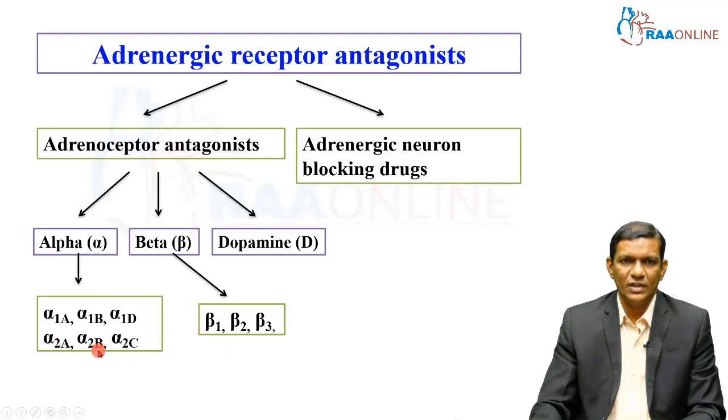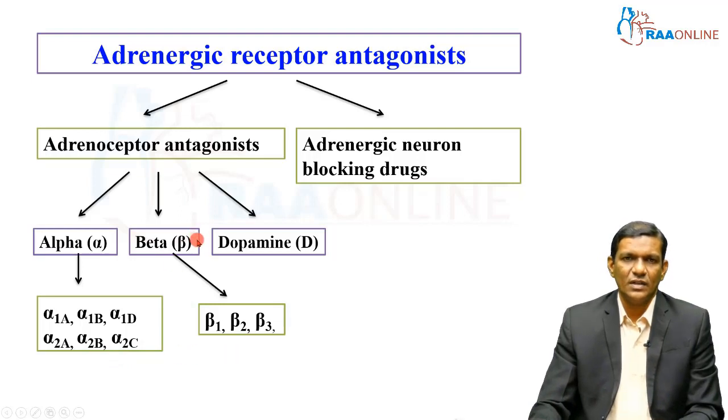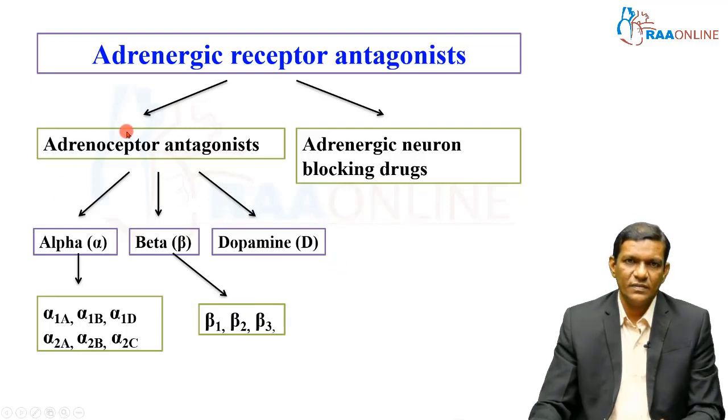Similarly, alpha 2 and alpha 2B are found in platelets and other places; I will show you in the next slide where they are situated. Coming to the beta receptors, there are beta 1, 2 and 3. I am not going to discuss these, as it is a separate talk on beta adrenergic drugs as well as beta blockers. Dopamine I am also not going to discuss here, since it comes under the catecholamines. These are the various antagonists that can act on these particular receptors.